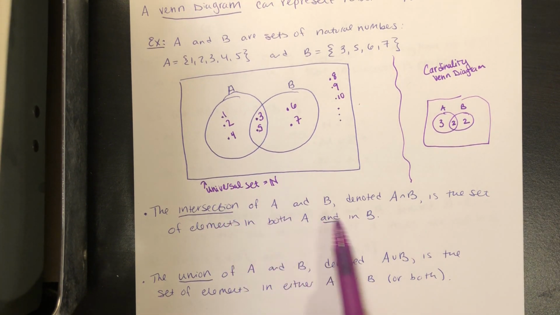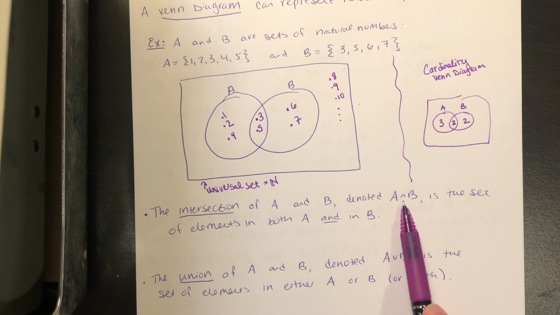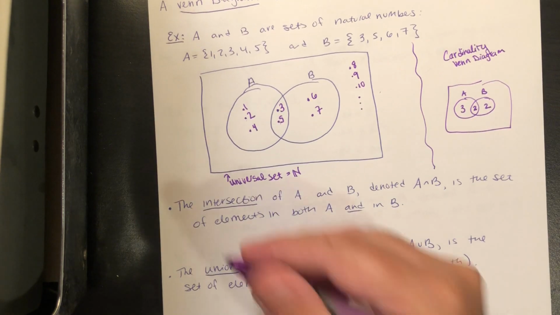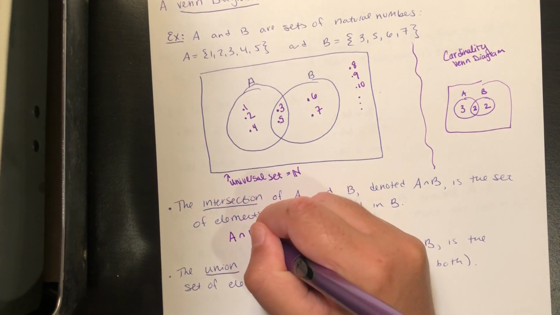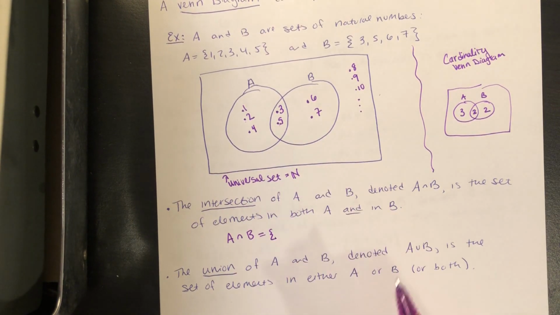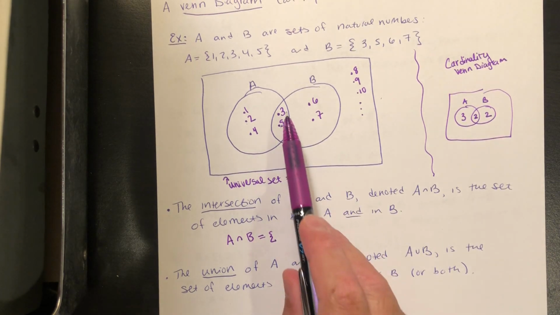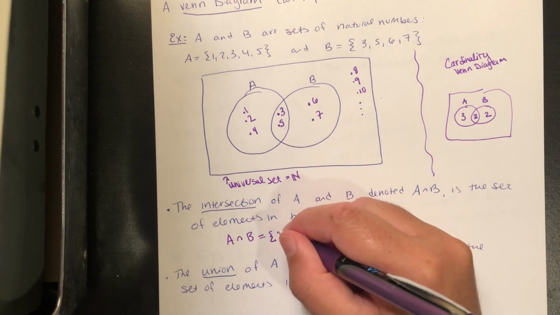So we say the intersection of A and B, which we denote A intersect B, so this is sort of an upside down U symbol. That's the set of elements that are in both A and in B. So in our particular example up here, A intersect B would be the set containing the things that are in both A and B. That would be the elements 3 and 5.